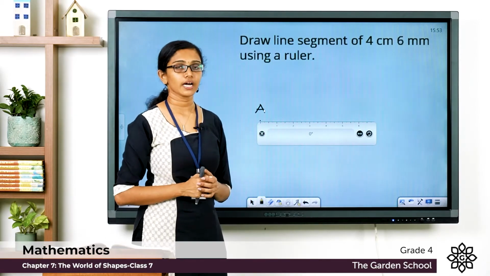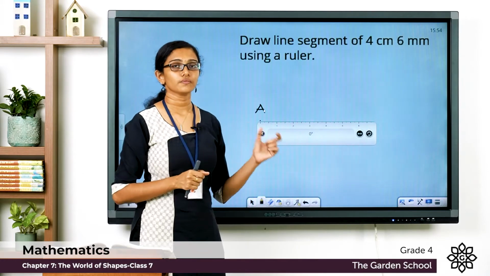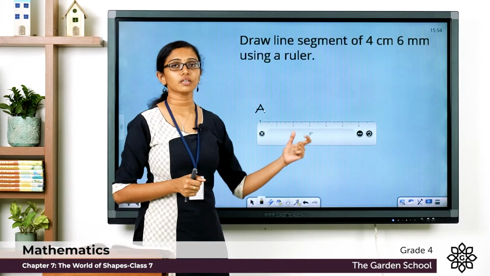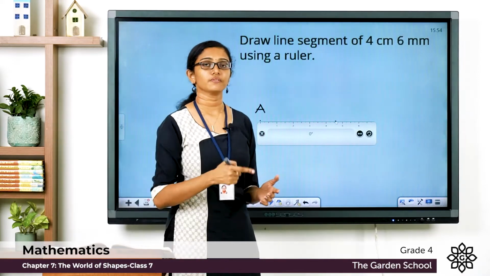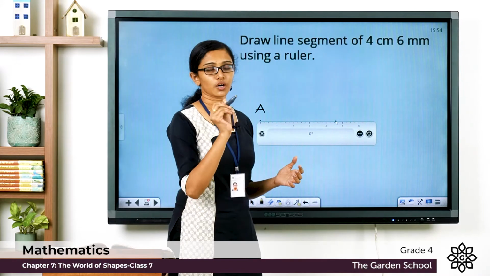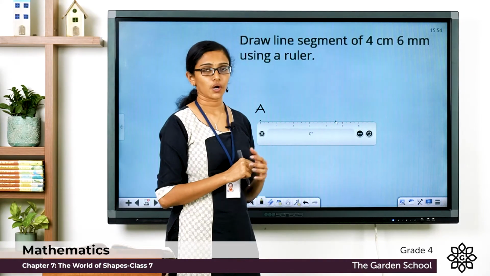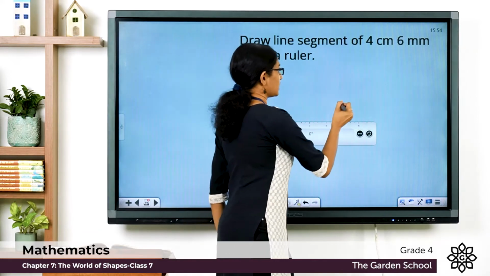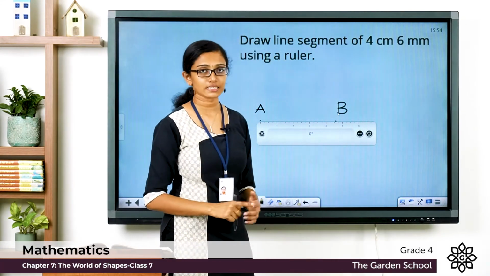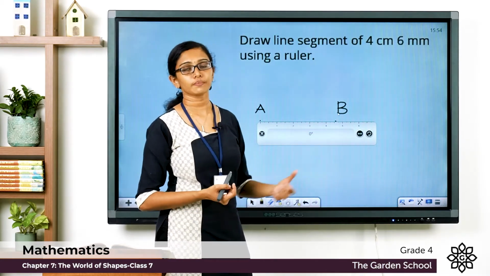Between 4 and 5 you can see 10 divisions. And in the middle of 4 cm and 5 cm, you can see 4 cm, 5 mm mark. The first division after that is 4 cm, 6 mm. You have to put a point corresponding to that measurement there in your notebook. Then you have to name that point. I'm naming it as P. Now the next step is to join the 2 points using ruler and the pencil.